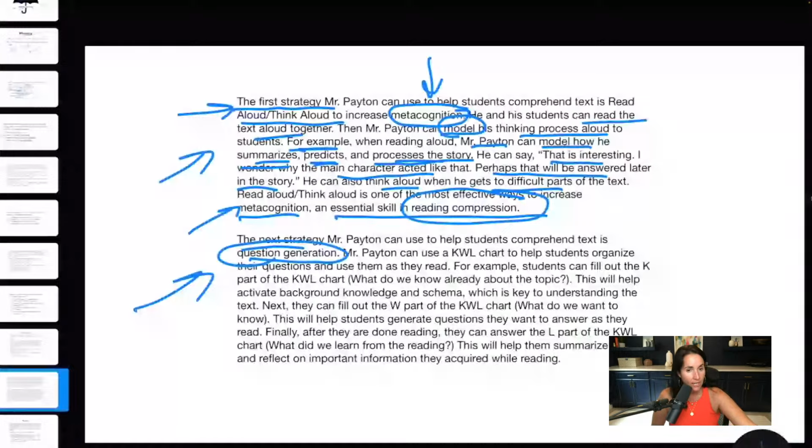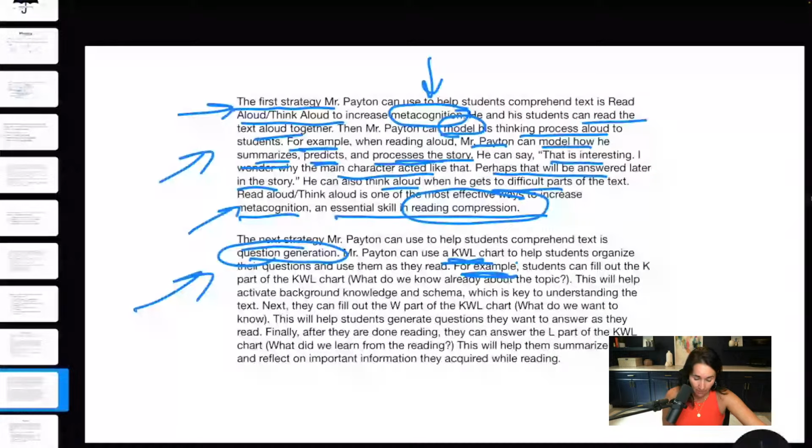This is all over the study guide as well. If we're talking about comprehension, we're talking about question generation. Mr. Payton can use a KWL chart to help students organize their questions. Also in the study guide, lots of KWL charts, lots of graphic organizers. KWL is a great questioning graphic organizer. And then I go in to explain it. For example, good word to use, letting the grader know that we are getting specific.